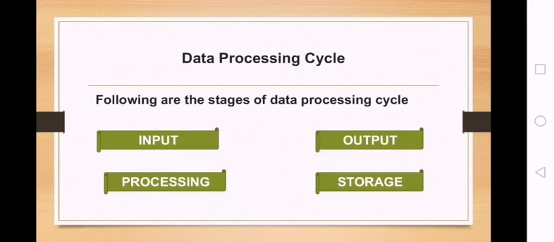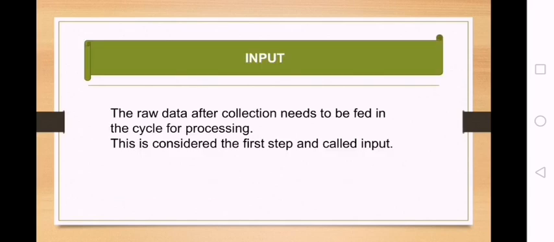These are different stages of data processing cycle. It includes input, processing, output, and storage. Now we'll discuss them one by one. The first stage is the input.